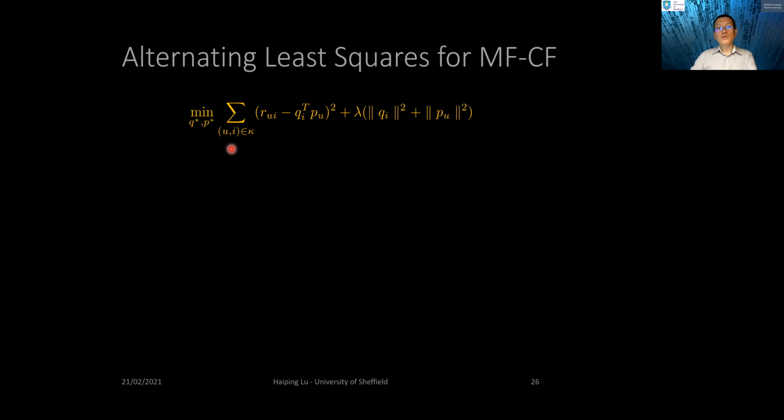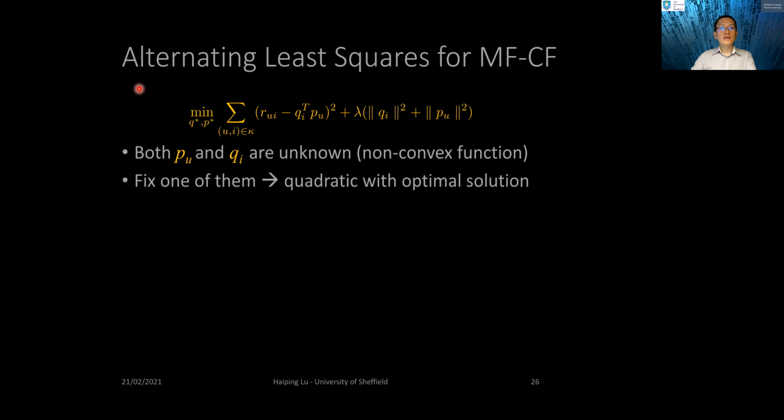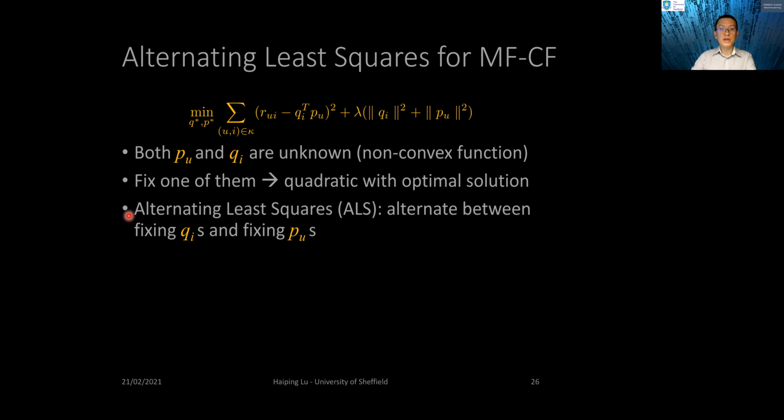Now let us look at how to solve this problem, how to obtain the optimal Q and P. From this objective function, we see that we have two sets of unknowns. Both P and Q are unknown. The solution is called alternating least squares. In this approach, we can fix one set, and then we will have a quadratic problem with an optimal solution. So this is called the alternating least squares approach, or ALS.